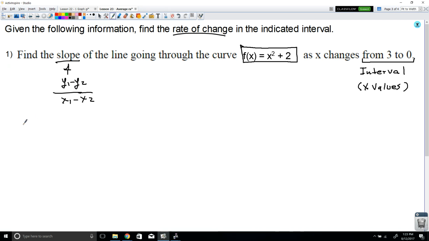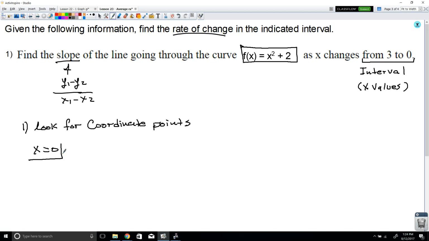So the first thing is we're going to look for the coordinate points. What is the left side of that interval? It says from 3 to 0, which is the same as saying from 0 to 3. So let's see what happens when x equals 0. Let's plug that into the formula.